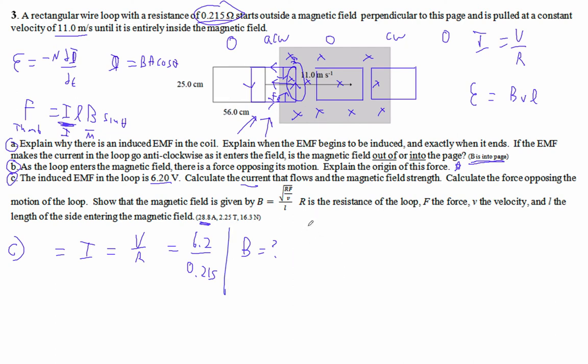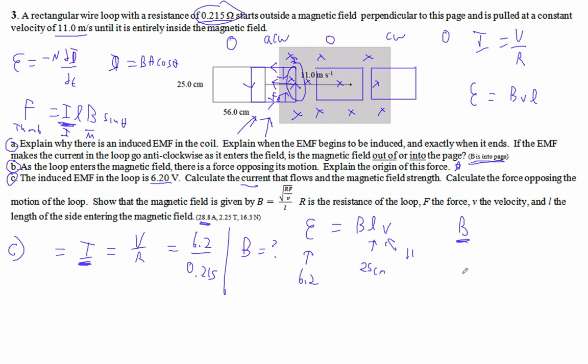We can use that the EMF is BLV, because we know that this is 6.2. We know that this is the 25 centimeters, because remember, it's the piece of wire that's moving across the magnetic field lines, like that. That's the one that's inducing the voltage. And then this velocity is 11 meters per second. So now you can find B. So now we've got B, and we've got the current.